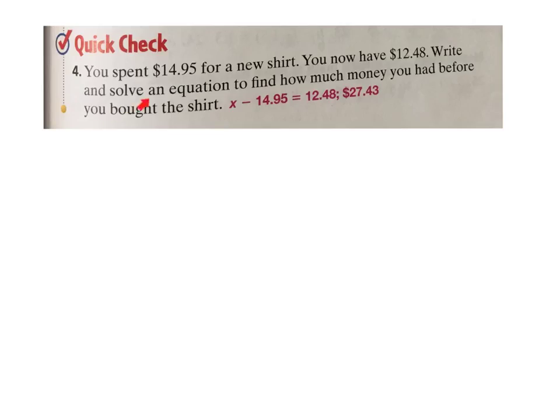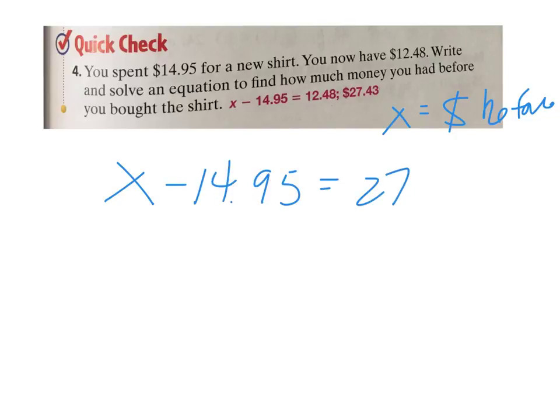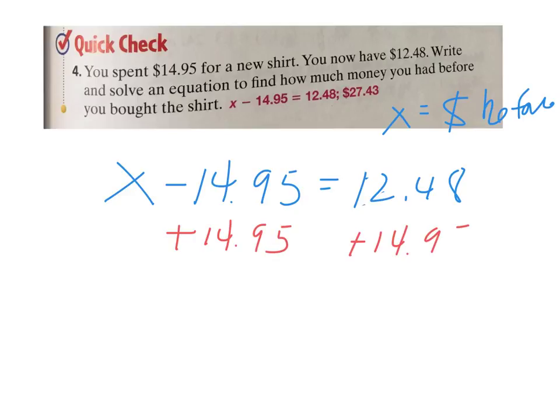Alrighty. You spent $14.95 for a new shirt. Now you have $12.48. Write and solve an equation to find how much money you had before you bought the shirt. So if we say X is the dollars you had before you bought the shirt, we write X minus the $14.95 you spent. Now you have $12.48. And to solve here, we're going to add 14.95 to both sides.